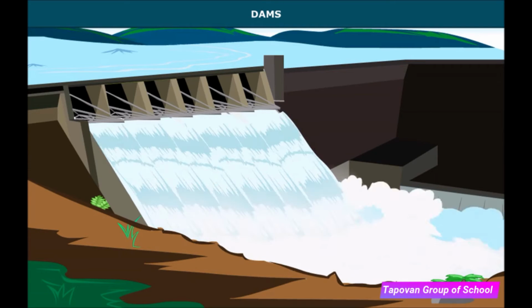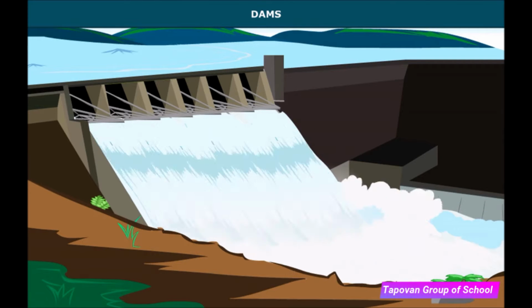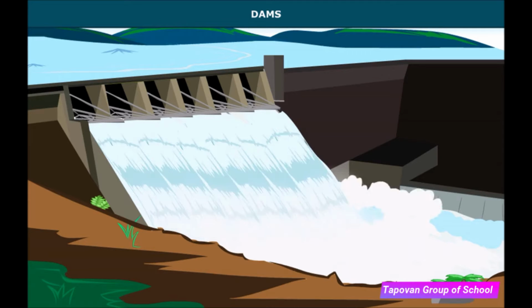Dams. The construction of big dams and river valley projects, which are required for hydroelectric power generation, has affected the forests. Big dams and river valley projects have multi-purpose uses.